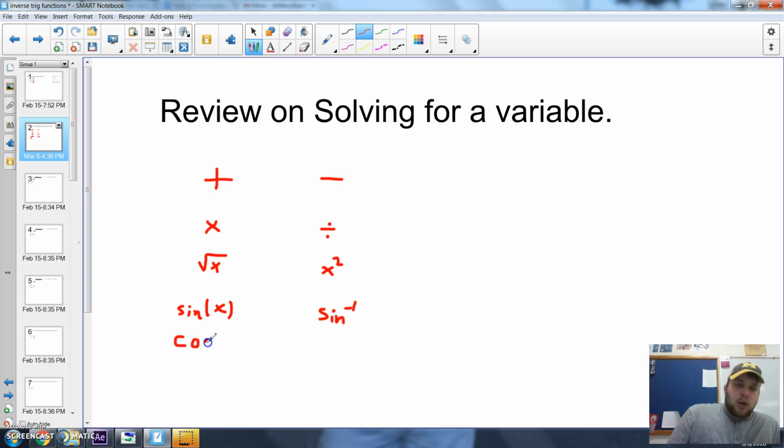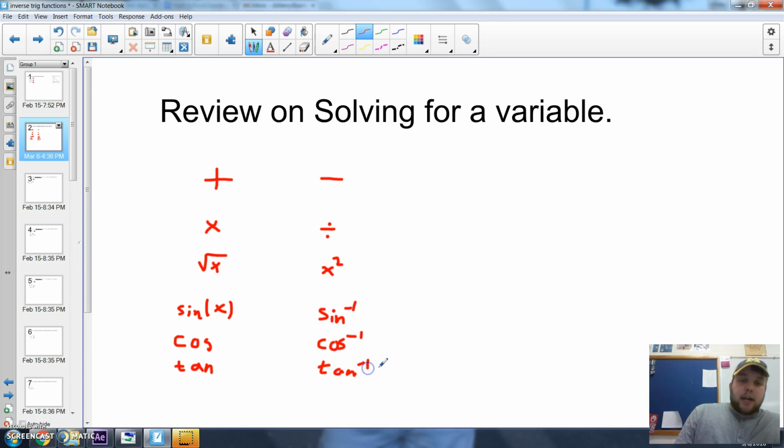What about if I wanted to get rid of cos? How do you think I'm going to get rid of cos, guys? Cos inverse. And that -1 means inverse. How do I get rid of tan? Guys, how am I going to get rid of tan algebraically? Well, I have to go tan inverse.